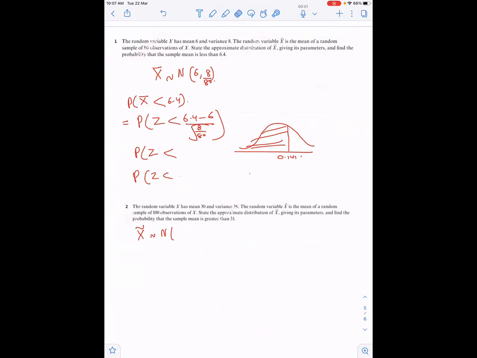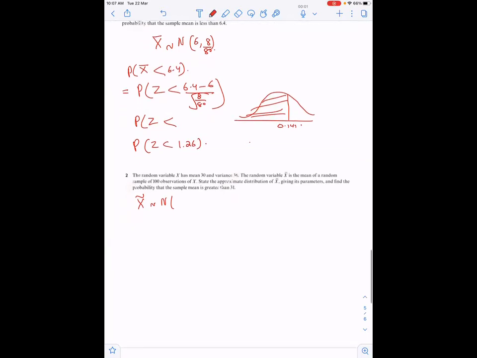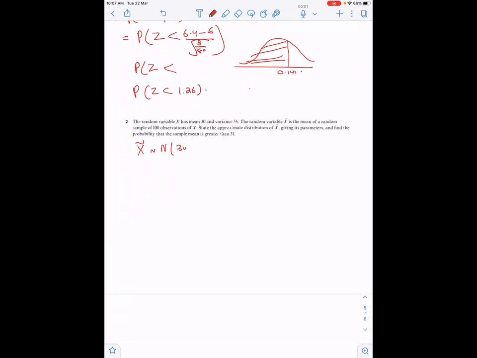Okay, so I'm just completing this. 6.4 minus 6, 1.26. 1.26 is the probability. So you have to find out the probability that the sample mean is greater than 31. Just a minute.